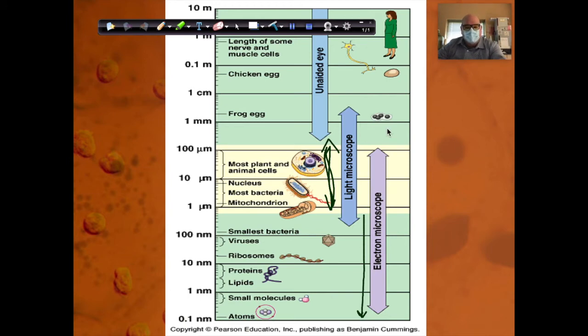So there are some large cells, like you might see frog eggs in a pond or whatever. You might see chicken eggs are even considered single cells at very early in their development. So bird eggs are cells as well at one point.